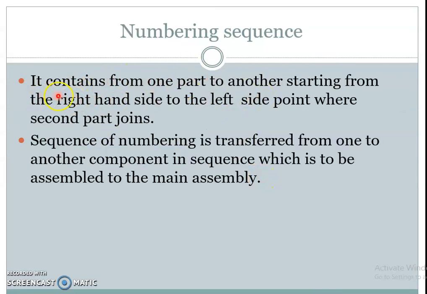Now this is the rule for giving the numbers to the circles or rectangles, that is for the operations or inspection. It contains from one part to another, starting from the right hand side to the left hand side point where the second part joins. So the sequence of numbering is transferred from one component to another in the sequence in which they are to be assembled to the main assembly.